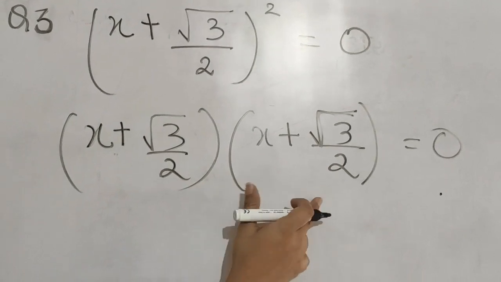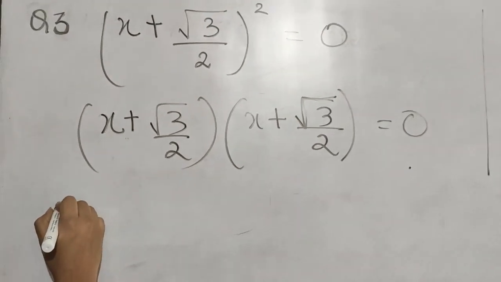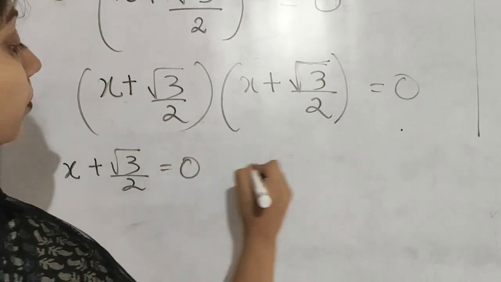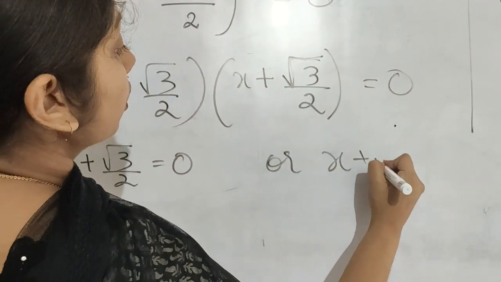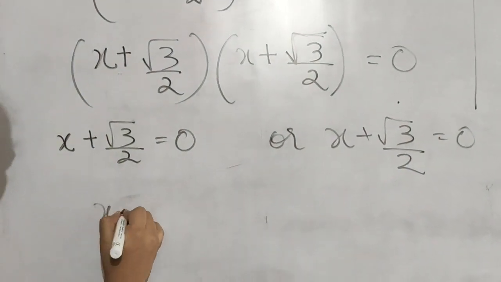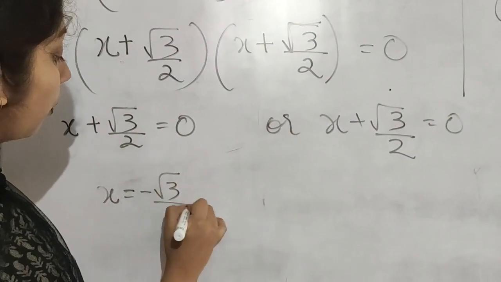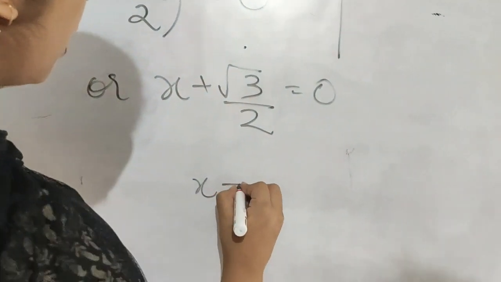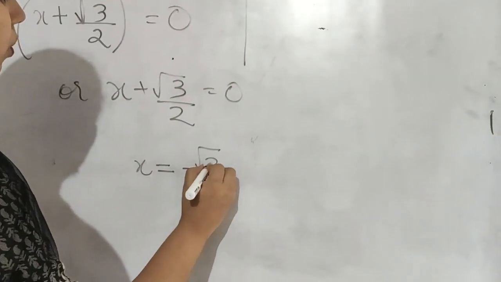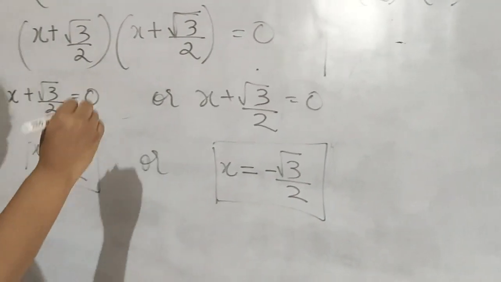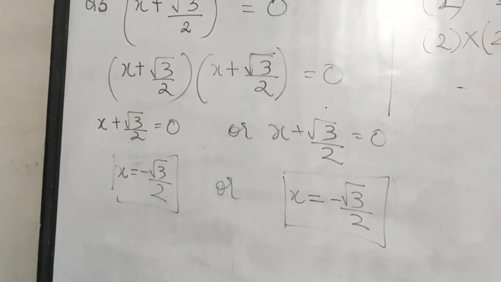Now over here you will get 2 equations. So it will be x plus root 3 by 2 equals to 0, or x plus root 3 by 2 equals to 0. Here you will get x equals to minus root 3 upon 2, and over here you will get x equals to minus root 3 by 2. So these are the 2 roots of your equation.